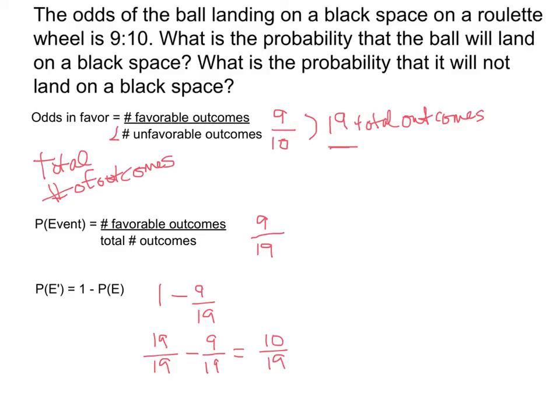Now, notice something interesting. Had we gone back to the original odds that we had, and if we had seen here that the number of unfavorable outcomes is 10, that actually correlates directly to what we have here. So we have, the probability of an event happening is the favorable outcomes over the total. The probability of an event not happening is the unfavorable outcomes over the total. Either way, you're going to get the same answer.